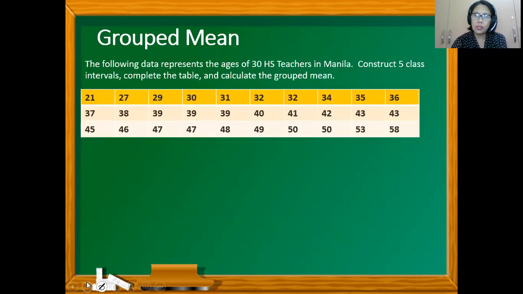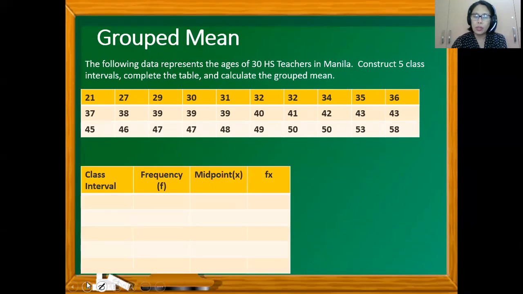So we're going to consider these examples. The following data represents the ages of 30 high school teachers. And we're going to construct 5 class intervals, complete the table, and calculate the group mean. So we're going to complete the table here.